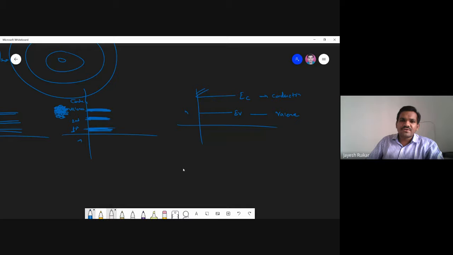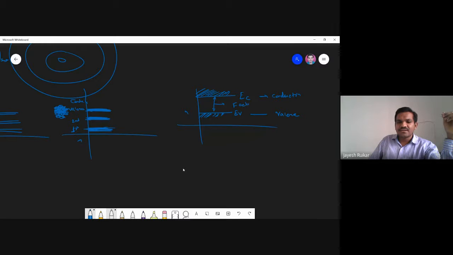If we talk about this, it's a structure like this. A continuous structure will be there. Now there is a question about this. What is this particular thing? This particular thing is called forbidden energy.